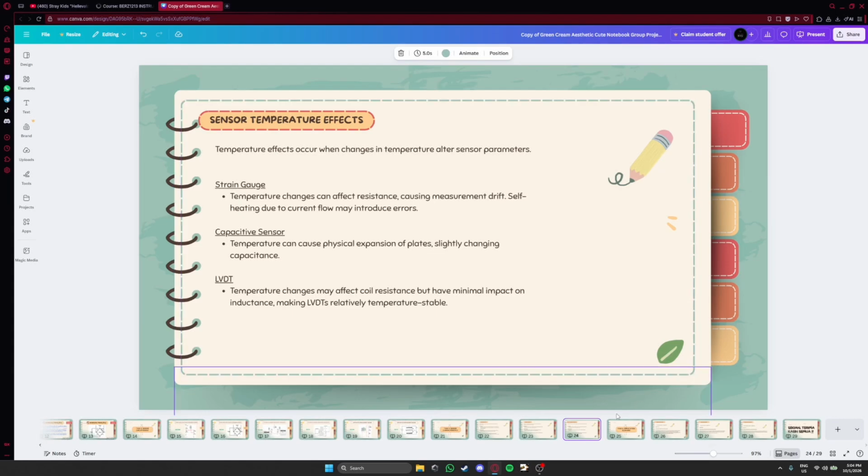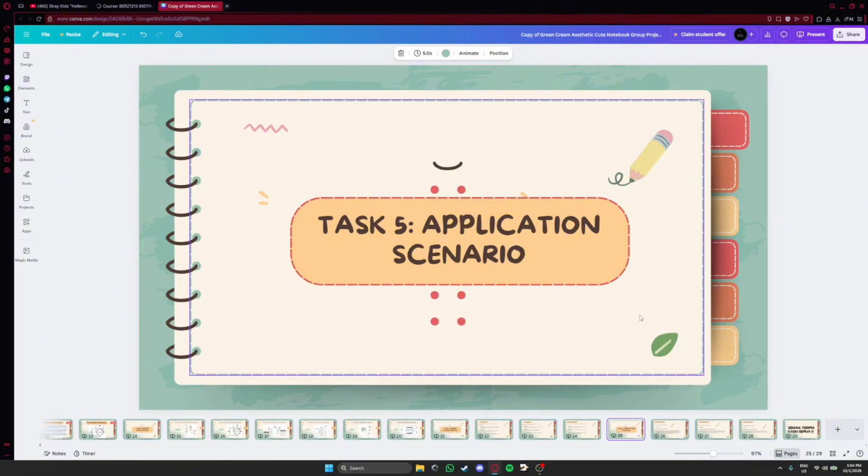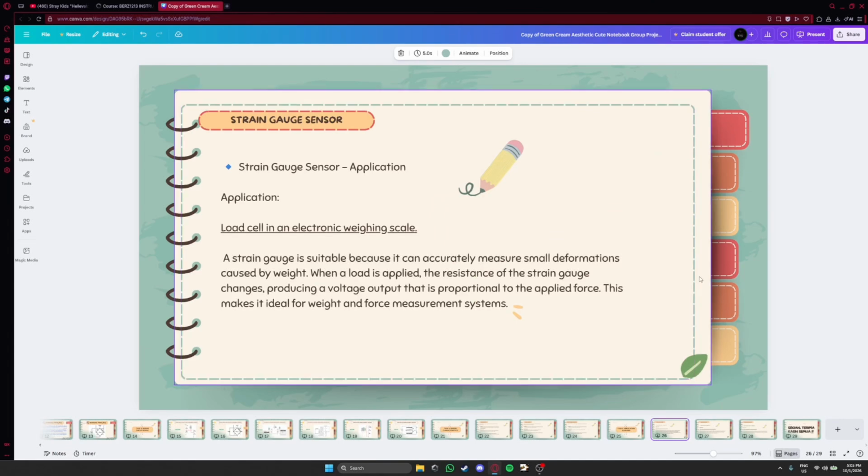That's all for task 4, sensor characteristics, and I'm going to go for task 5, the application scenario or real-world application. For the strain gauge sensor, we can use it in a load cell in an electronic weighing scale. A strain gauge is suitable because it can accurately measure small deformations caused by weight. When a load is applied, the resistance of the strain gauge changes, producing a voltage output that is proportional to the applied force. This makes it ideal for weight and force measurement systems.